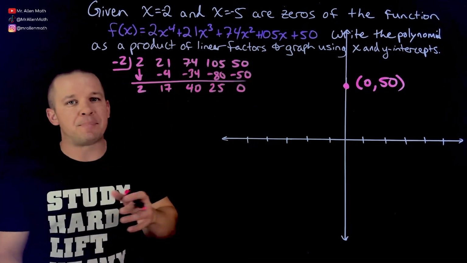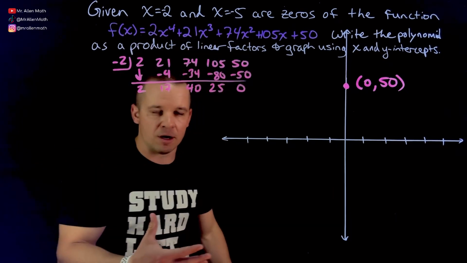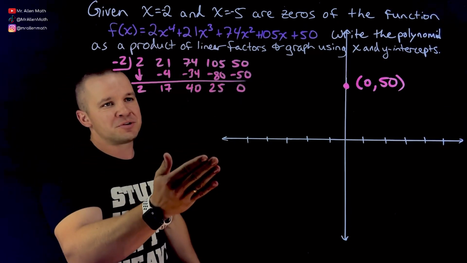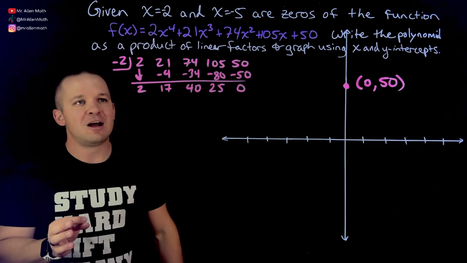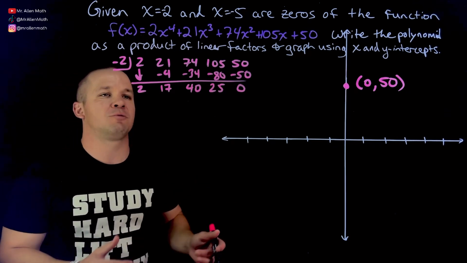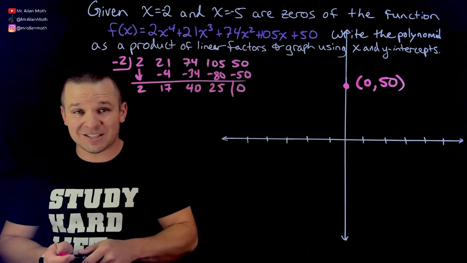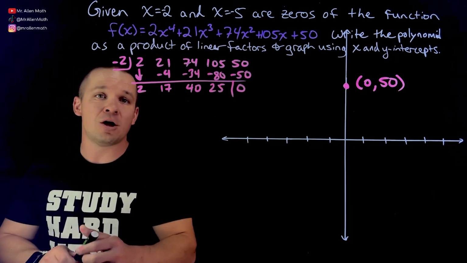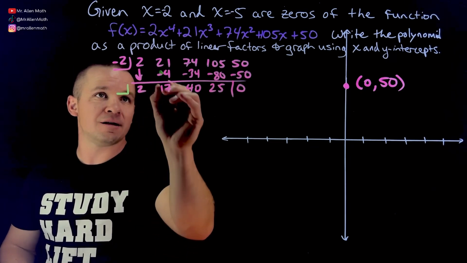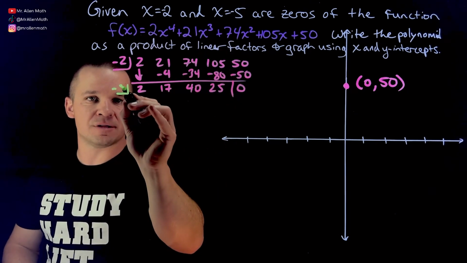Now, the nice thing about these is if I tell you these are zeros, and you do your synthetic division and you don't get 0, you know you did something wrong at that point. So my remainder is 0. Lovely. Now what we're going to do is synthetic division all over again with those numbers. And this time -5 goes in the box.